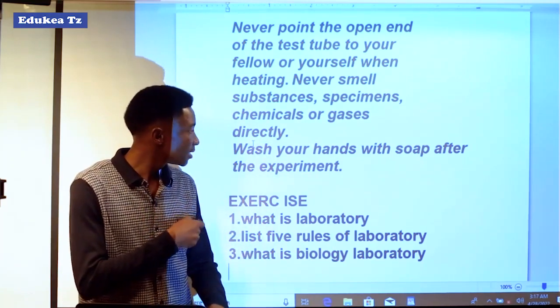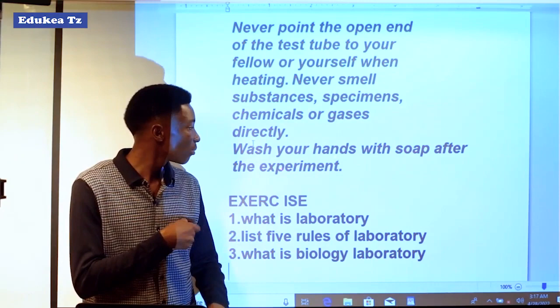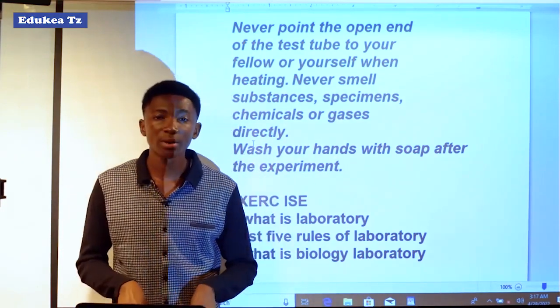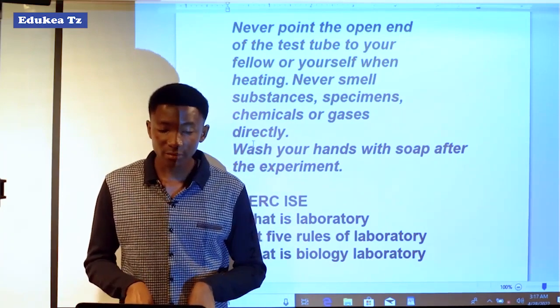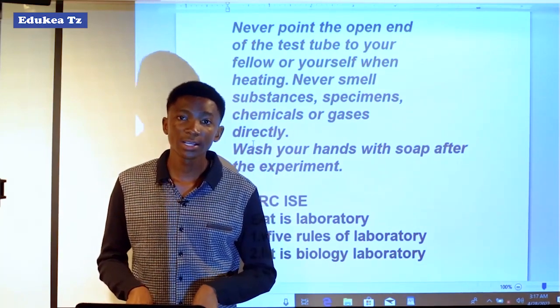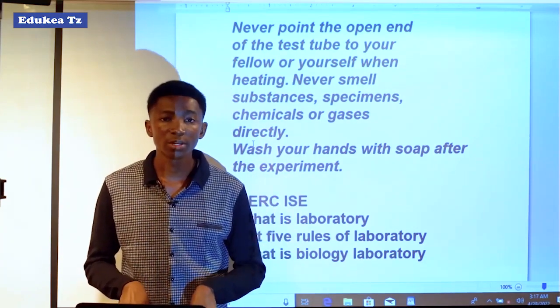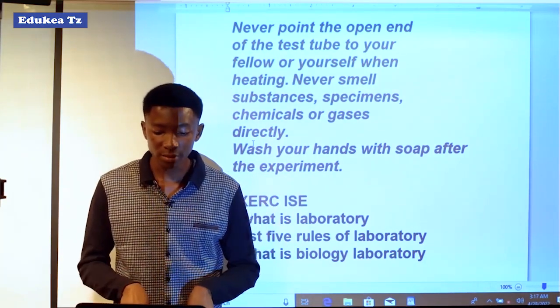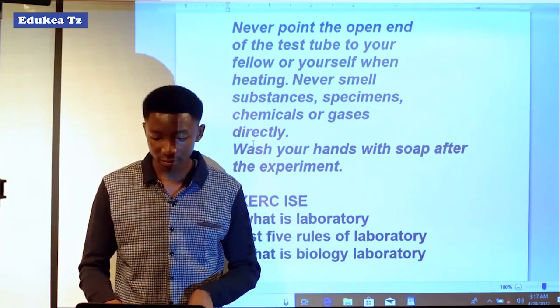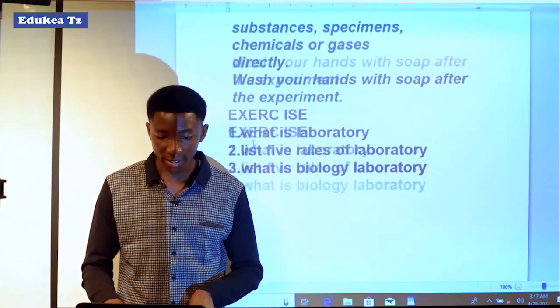Another thing is wash your hands with soap after the experiment. After doing the experiment, you must take care of your safety. You must clean your hands and those parts of your body which you have used for the experiment, so as to be safe and protect your health.